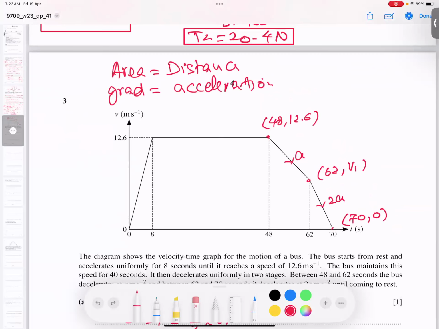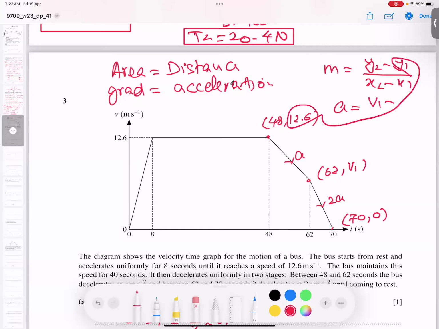What is the gradient here? You can find the acceleration A. First let me write M, gradient, y2 minus y1 over x2 minus x1. Gradient is A, y2 is V1, y1 is 12.6, x2 is 62 and x1 is 48. So 62 minus 48. This is the value of A.